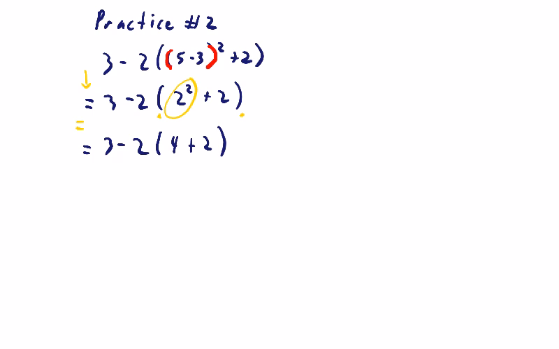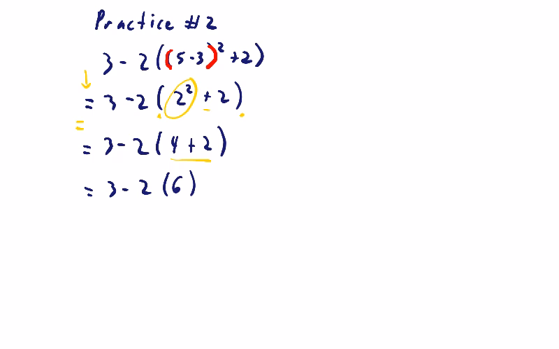I think it's fairly obvious. The next step would be to keep working inside of the parentheses, and the only thing left inside of the parentheses is 4 plus 2. Whereas in the step before, we had an exponent to worry about and we had an addition to worry about. Now we're down to just an addition inside of the parentheses. So 4 plus 2 is 6.